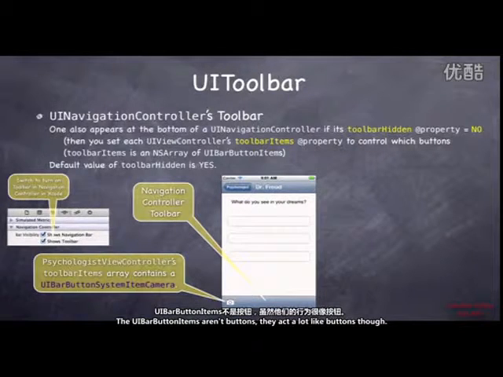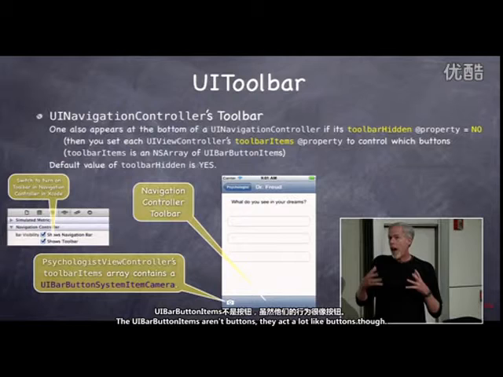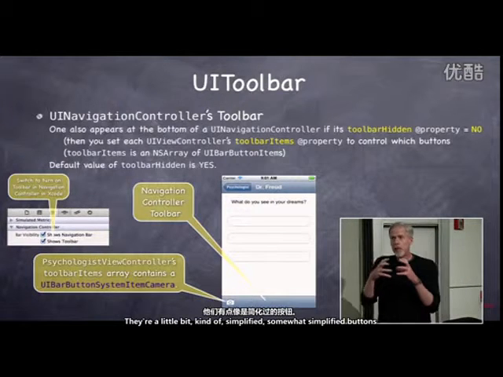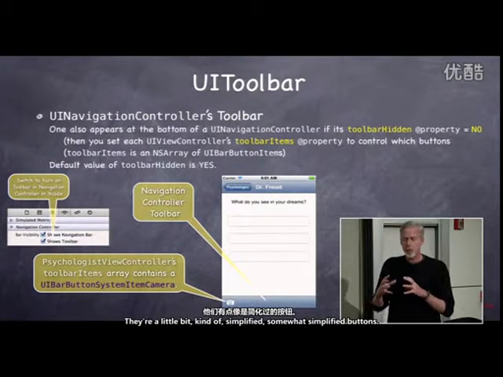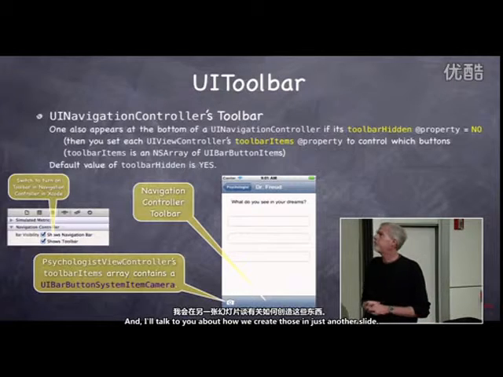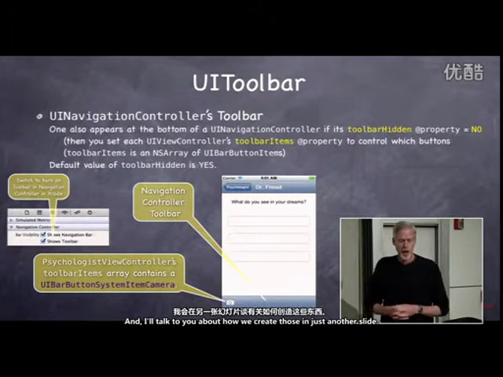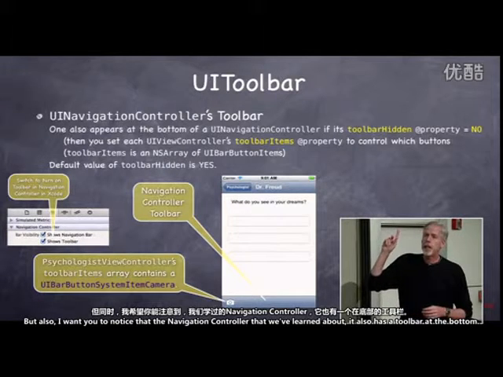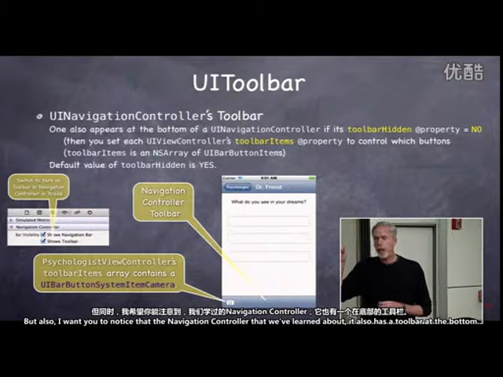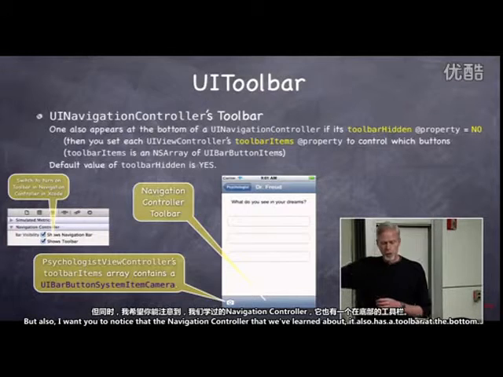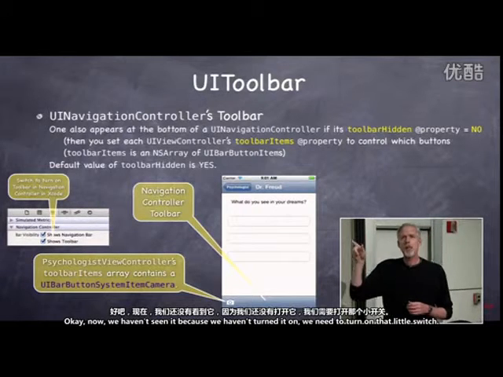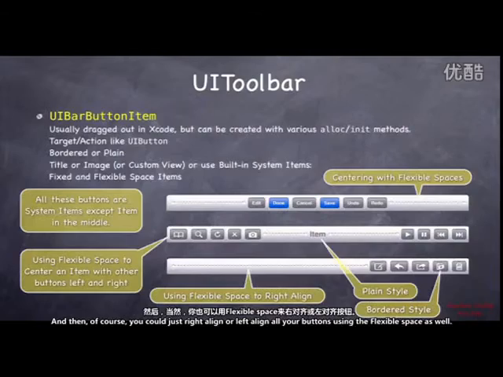UIBarButtonItems aren't buttons. They act a lot like buttons, though. They're somewhat simplified buttons. And I'll talk to you about how we create those in just another slide. But I also want you to notice that the navigation controller that we've learned about also has a toolbar at the bottom. Now, we haven't seen it because we haven't turned it on.